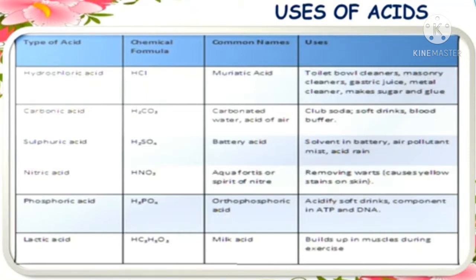Nitric acid. Chemical formula is HNO3. Common name for nitric acid is aqua fortis or spirit of nitre. It is used in removing warts. It causes yellow stains on the skin. Phosphoric acid. Chemical formula is H3PO4. Common name for phosphoric acid is orthophosphoric acid. It is used in acidifying soft drinks, and is a component in ATP and DNA.